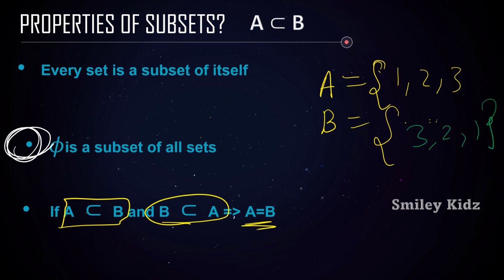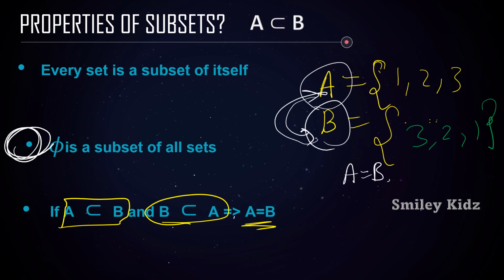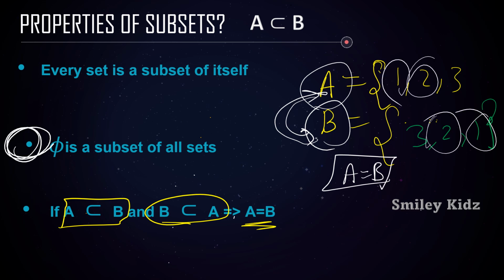Now I can say that A is a subset of B. Simultaneously, I can also say that B is a subset of A. That means here A is equal to B, isn't it? It's clearly evident that all the elements are simultaneously present in both the sets. So A is equal to B.